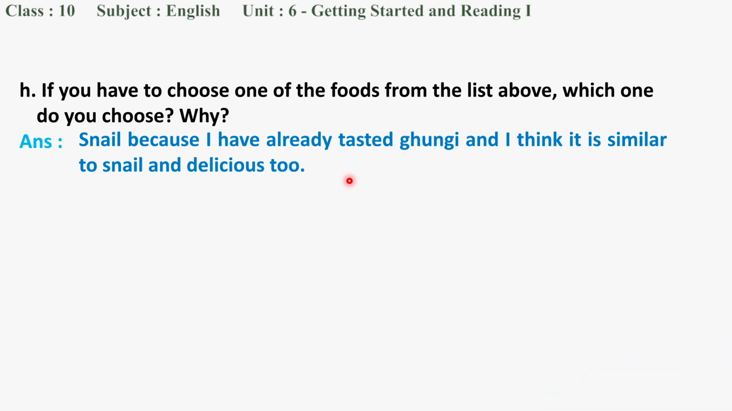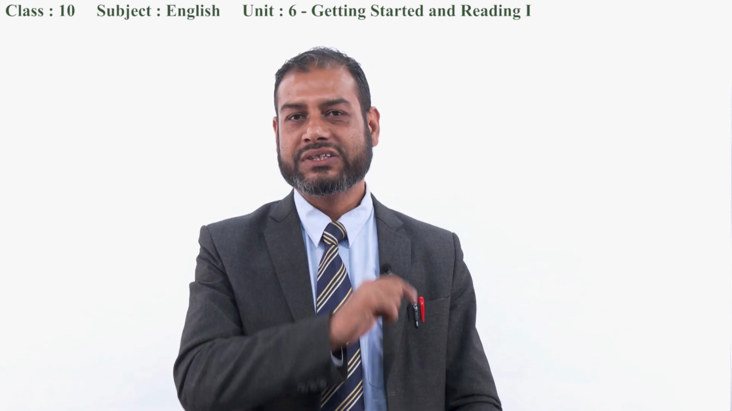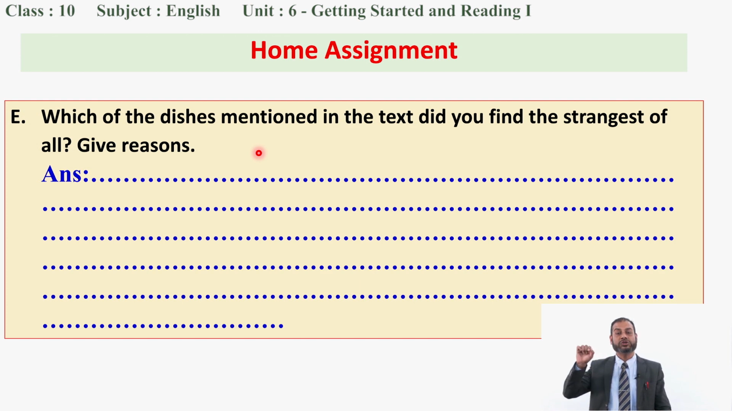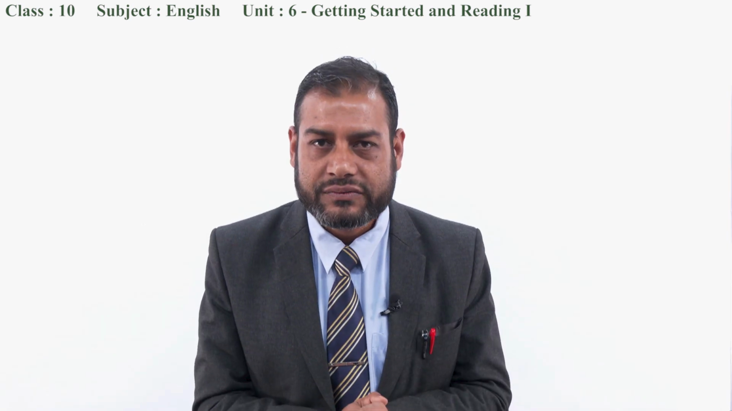Good job. Now, at last, I have a task for you. That is your home assignment, and it is given in E. Which of the dishes mentioned in the text did you find the strangest of all? So, you have gone through many food items. Now, you have to write down which one is the strangest, very much new to you, and you have to give your reasons. Okay, please do this task as your homework at your home in your free time. Is it clear, all of you?